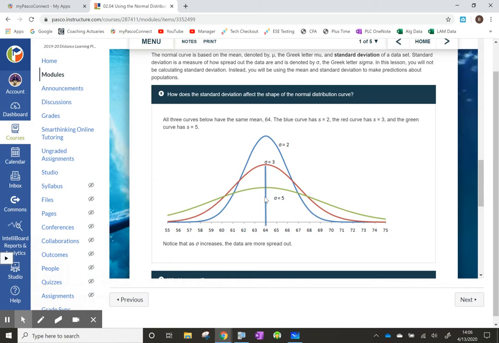So it's still a normal curve, it's still a normal distribution, but you're going to notice that the curves can be slightly different depending on how spread out it is. Standard deviation still measures how spread out the data will be.